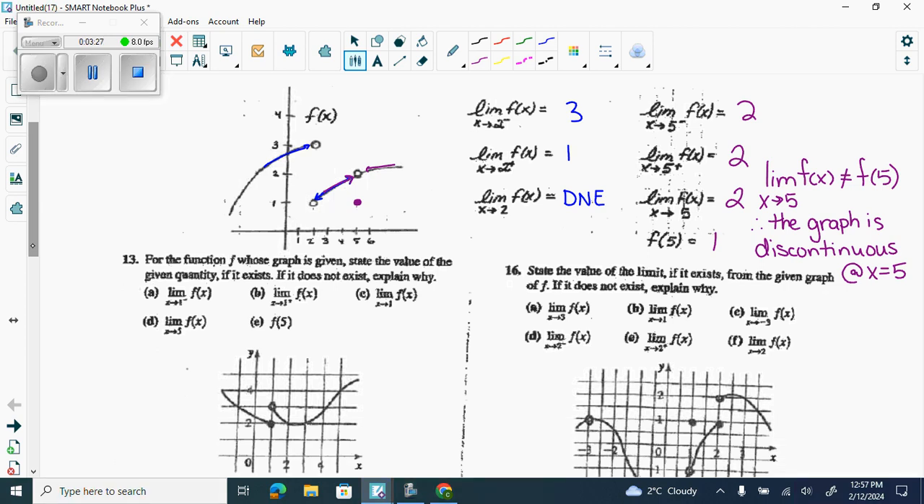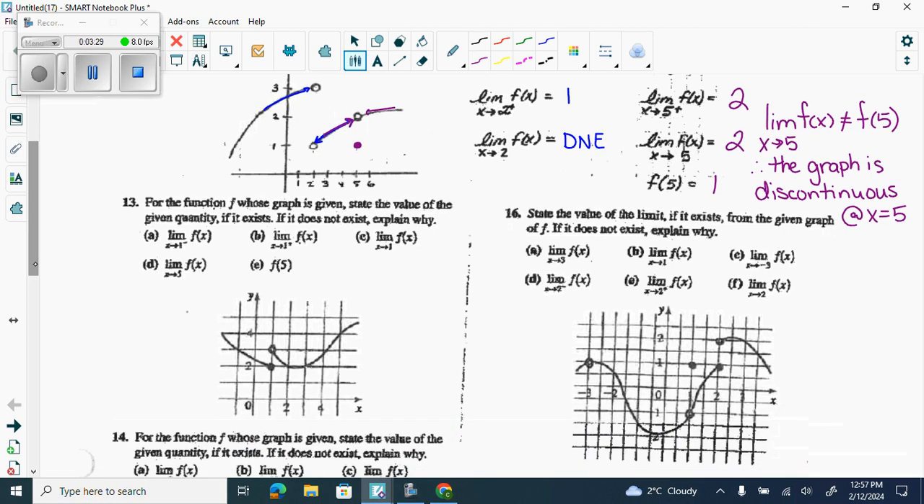Here it says, for the function f, whose graph is given, state the value of the given quantity if it exists. If it does not exist, explain why. So we have the limit as x approaches 1 from the left. What's it approaching? 2. Limit as x approaches 1 from the right. What's it approaching? 3. Then at x equals 1 does not exist. And how would you explain that? Well, you'd say the limit as x approaches 1 from the left and the limit as x approaches 1 from the right are not the same value. Therefore, the limit cannot exist. Right?